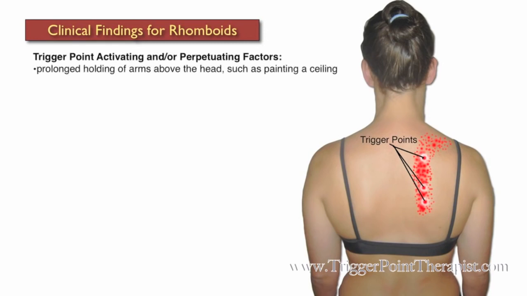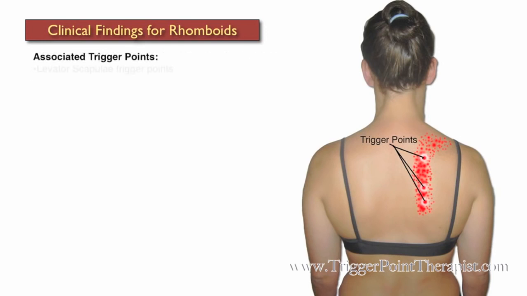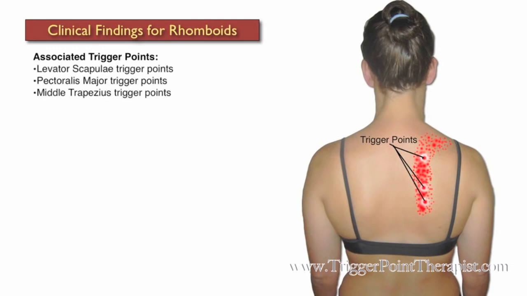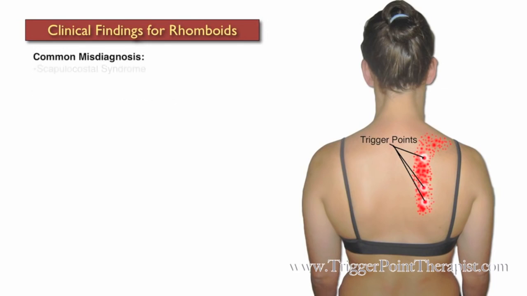Some factors that may activate and perpetuate rhomboid trigger points include prolonged holding of the arms above the head, such as when they're painting a ceiling, and rounded shoulder posture while working at a computer, sewing, or reading. Trigger points in the levator scapula, pectoralis major, and middle trapezius fibers are all associated with trigger points in the rhomboid muscles. Clients are sometimes misdiagnosed with a condition known as scapulocostal syndrome, when in fact the pain is caused by trigger points in the rhomboid muscles.